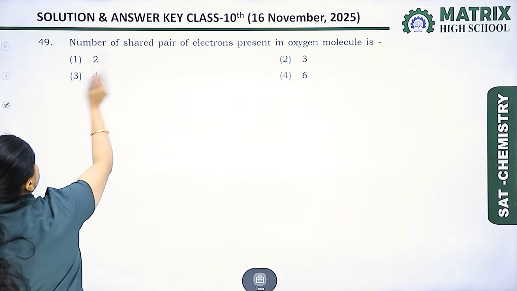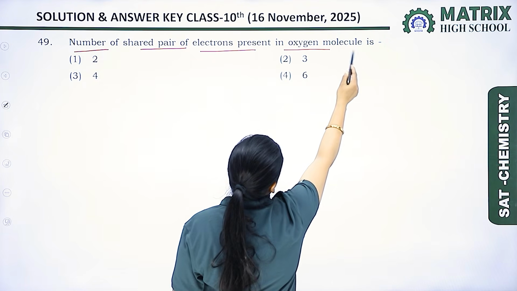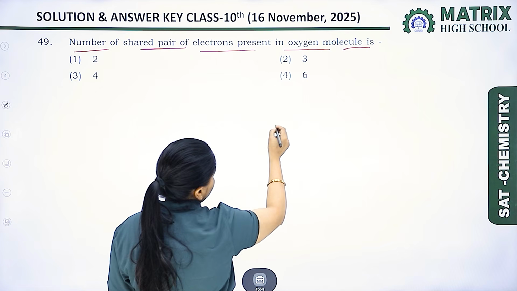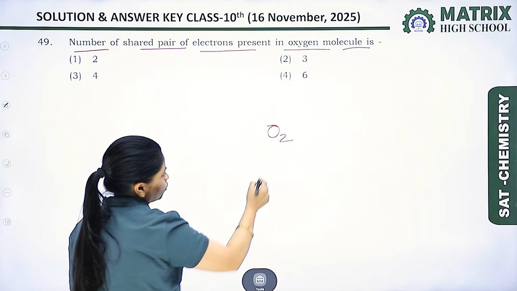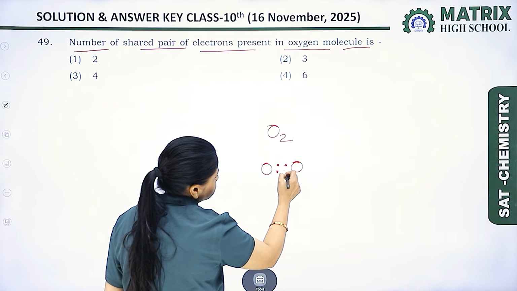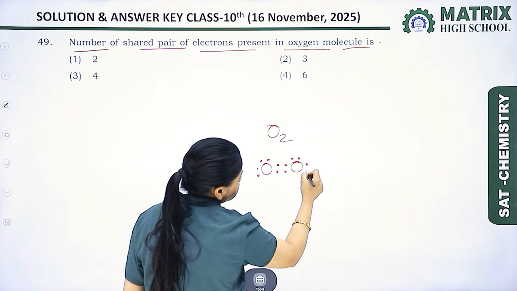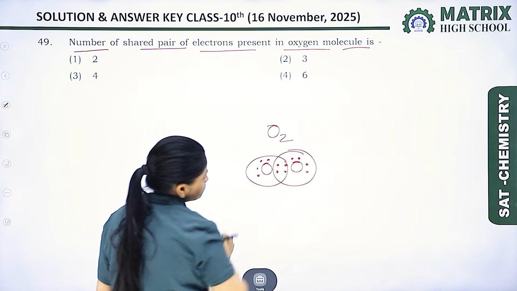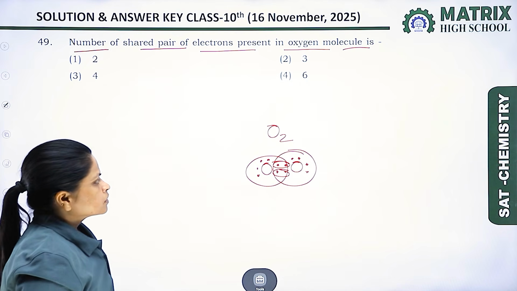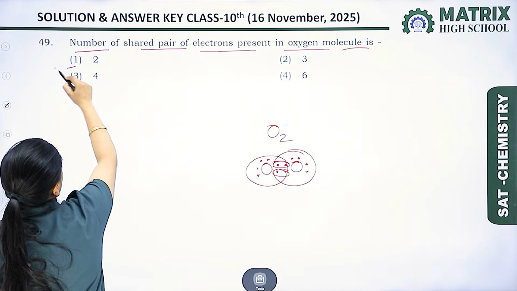Now the next question is, the number of shared pairs of electrons present in an oxygen molecule is. Let's discuss the formation of the oxygen molecule. As we know that from each oxygen, 2 electrons are taking part in the sharing. So here 2 pairs of electrons are used in sharing. So the answer will be first, 2.